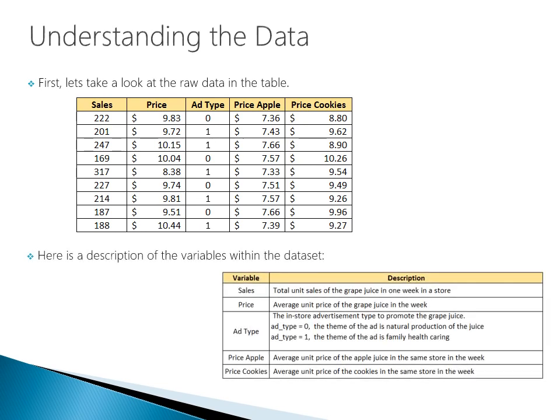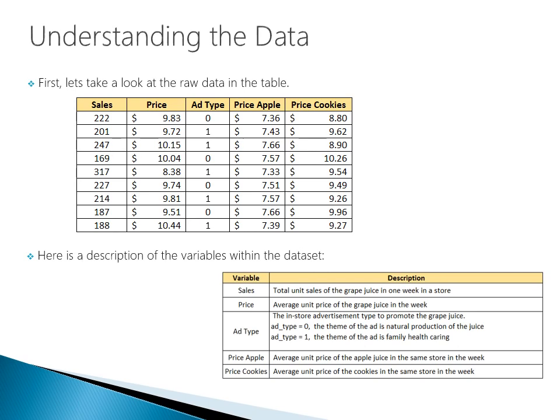Here is a description of the variables within the data set. Sales in this case is the total unit sales of the grape juice in one week in the store. The price is the average unit price of the grape juice in the week. Ad type is a binary indicator variable, with 0 representing that the theme of the ad is the natural production of the juice, and if it's a 1, the theme of the ad is the family health caring ad.